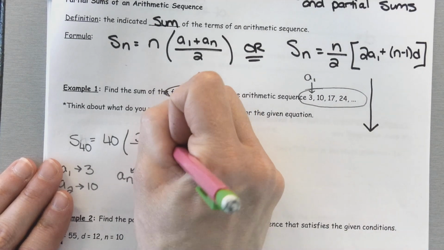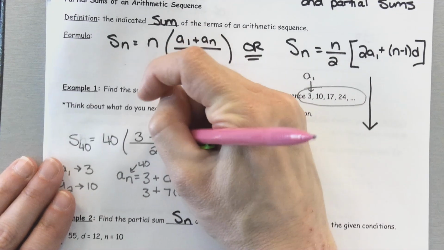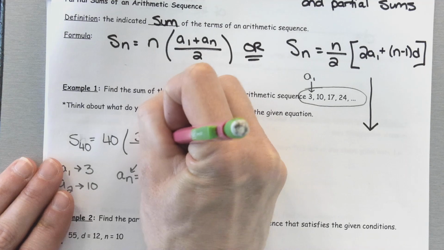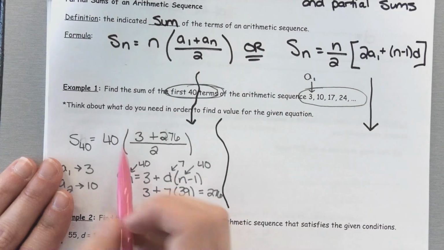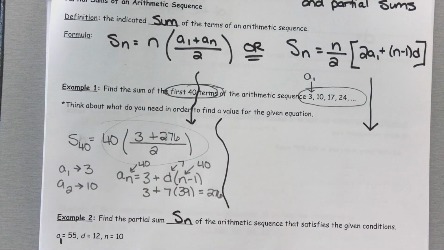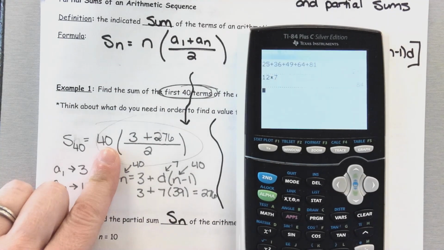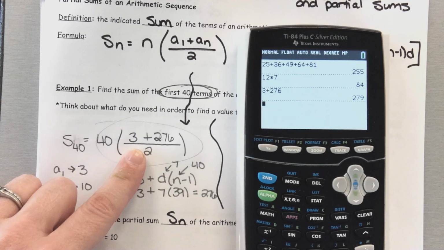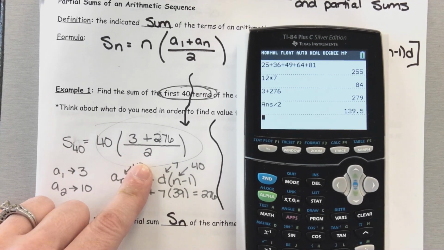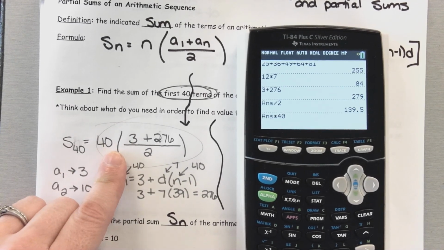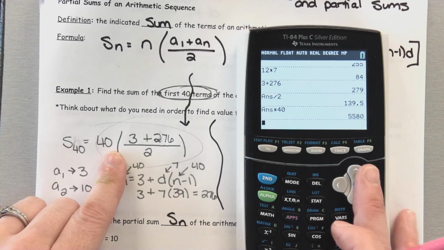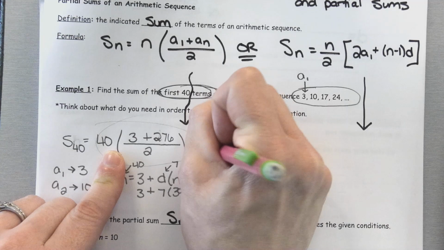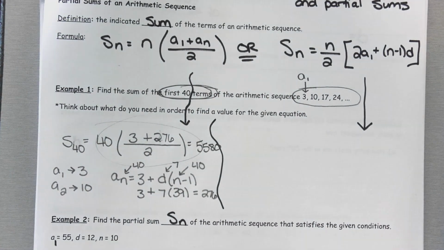So that goes here. Now do I have everything I need? I have all the things I need. So I'm going to go ahead and type it in. I've got 3 plus 276. I'm going to divide it by 2. I'm going to multiply it by 40. 5,580. Yeah? So that would be my answer.